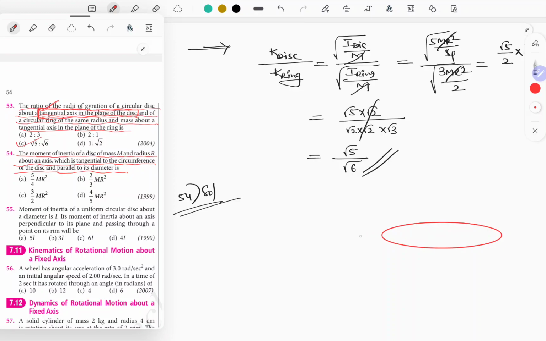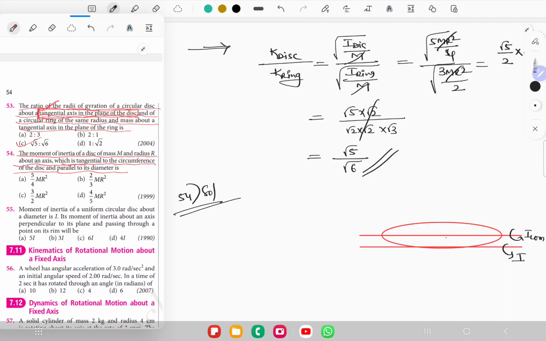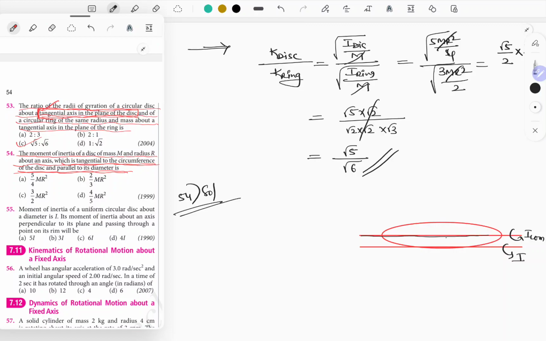Here it is. So let's say this is the diameter, the axis passing through the diameter and center of mass, and there is one more axis which is tangent to the circumference but parallel to the diameter. This is how it is in the plane. So this is through the center of mass and along the diameter, and this is the axis we need the answer for. They said which is tangential to the circumference, yes it is, and parallel to the diameter of the disk. This is the diameter of the disk.